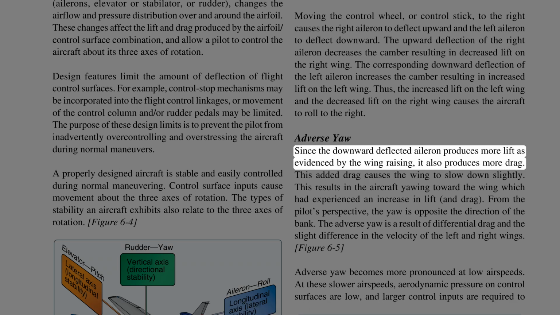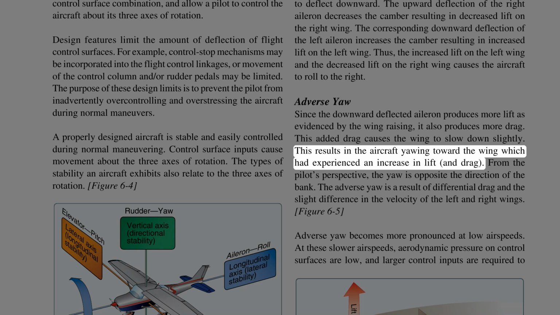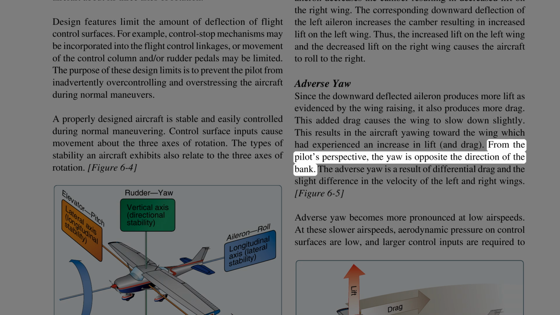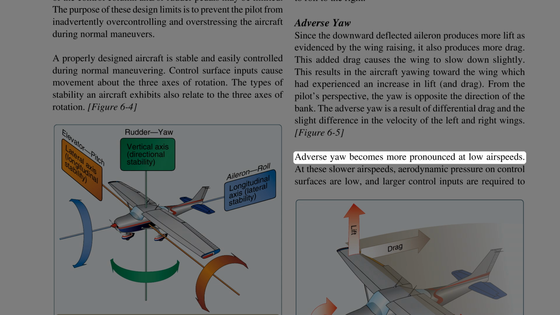Since the downward deflected aileron produces more lift as evidenced by the wing raising, it also produces more drag. This added drag causes the wing to slow down slightly. This results in the aircraft yawing toward the wing, which had experienced an increase in lift and drag. From the pilot's perspective, the yaw is opposite the direction of the bank. The adverse yaw is a result of differential drag and the slight difference in the velocity of the left and right wings. Adverse yaw becomes more pronounced at low airspeeds.